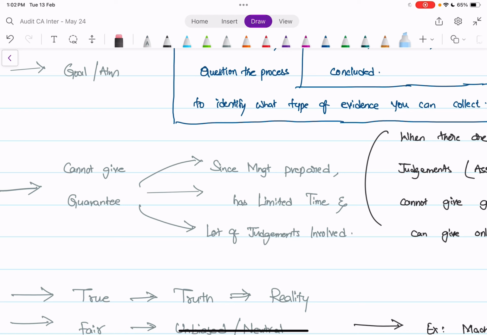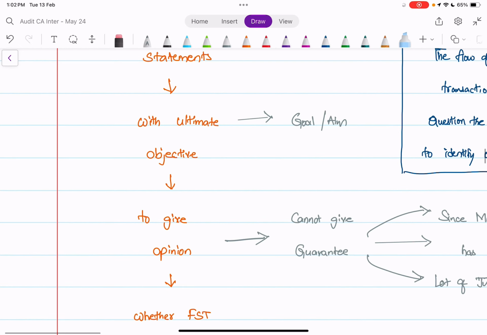And since management has prepared it, you never know the intention of the management. If they deliberately give you false evidence and false documentation, you cannot prove it. For a document which is not related to government, it is very, very difficult to know the status, whether it is true or correct. You have to blindly follow the management, and the intention of management might be to commit fraud. You cannot give a guarantee on whatever the management is saying. So you would be giving only an opinion that the financial statements can be true and fair.